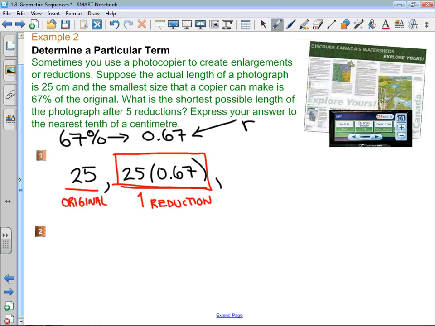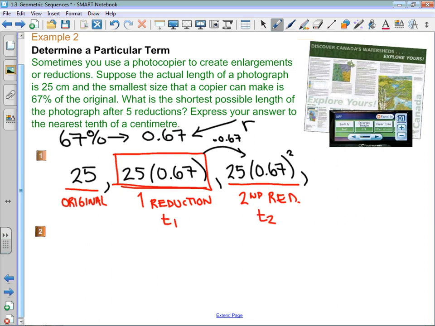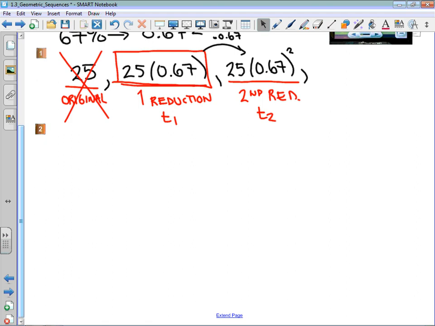Now, I would like to do the other terms here. This would be 25 times 0.67 squared because I would multiply this red term by the common ratio, which is 0.67. To go forward in this sequence, we have to multiply by the common ratio. The way that I've set it up now, 25 times 0.67 squared is the second reduction, but it's also going to be term 2. So instead of using that term 5, we're going to cross it out. We needed it to know what the original was, but now one reduction is term 1, 2 reductions is term 2, 3 reductions, 4 reductions, and so on. It's a little bit of an ugly number, but we're going to leave it in exact form: the first term is 25 times 0.67, and my common ratio is 0.67.